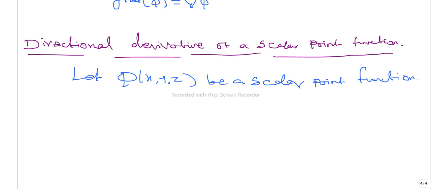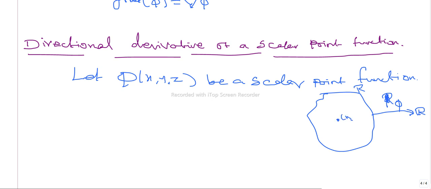Suppose I am taking a look at the picture. Suppose we take some region R. The function is defined from this region R to the real numbers. The scalar function is defined from R3 to R. That is, we take any point x, y, z and assign it some scalar. That is a scalar point function.